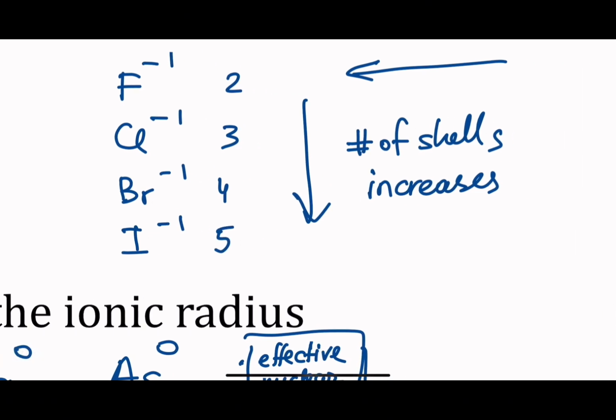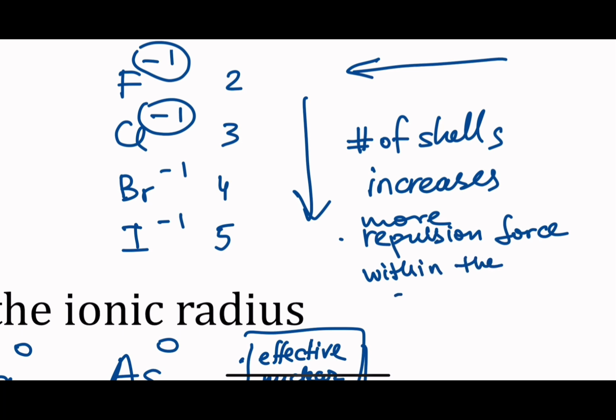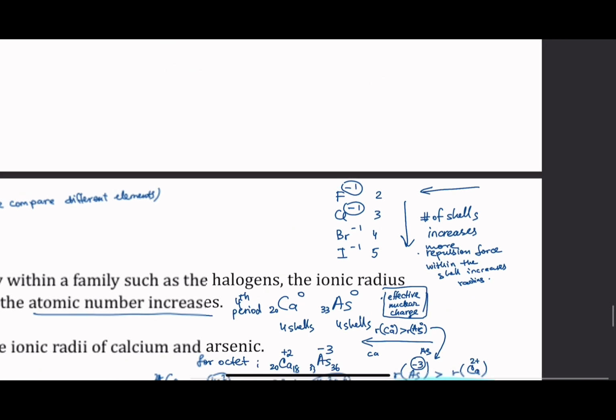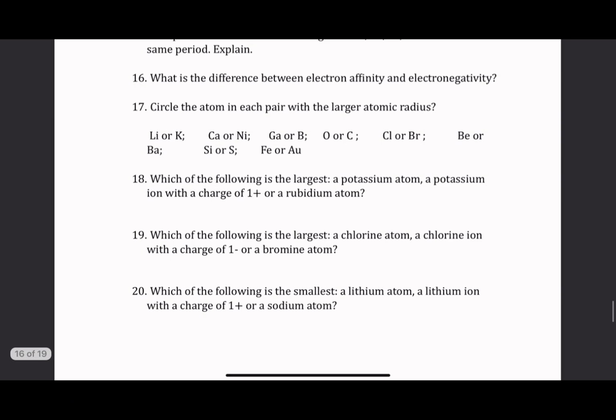Also on top of it, there is a repulsion force, because as you see, we added more electrons into the shell, meaning more repulsion force within the shell increases the radius. That is the reason. Okay.